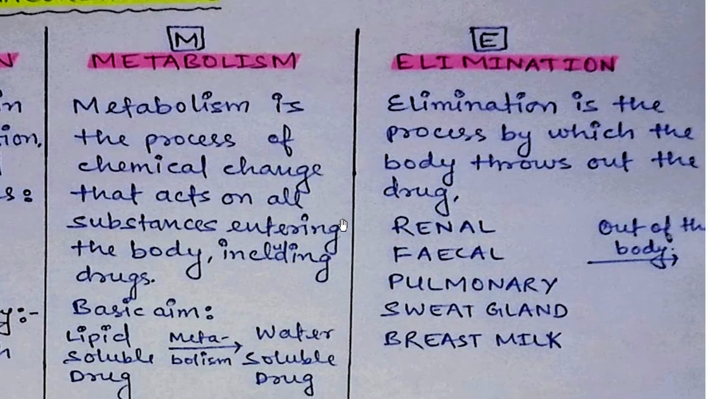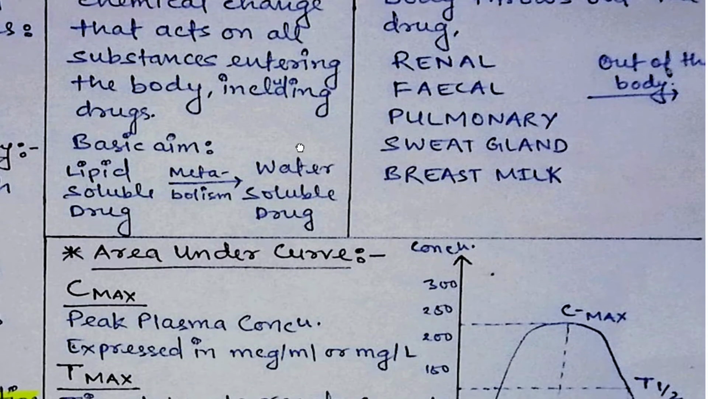Elimination is the process by which the body throws out the drug. Okay, by renal means, by fecal, by pulmonary that is lung, by sweat gland, by breast milk, out of the body. कैसे जाता है, elimination process उसमें आएगा.